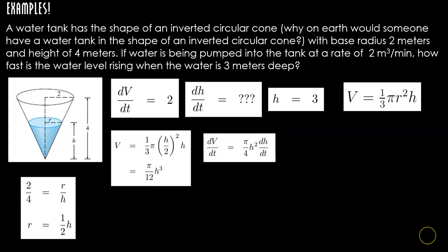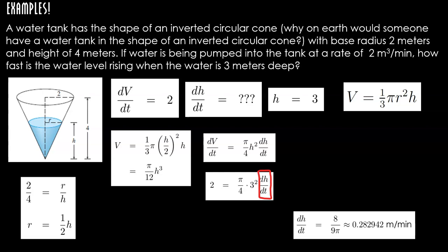Now I can take the derivative with respect to t. I get dV/dt is equal to pi over 4 h squared dh/dt. I'm going to fill in what I know. So I know that dV/dt is 2. Time I care about, h is equal to 3. Then I'm going to solve for dh/dt and get 8 over 9 pi, which is approximately 0.282942 meters per minute.